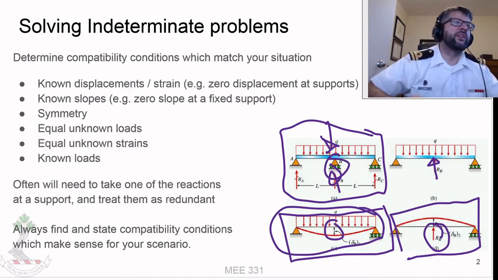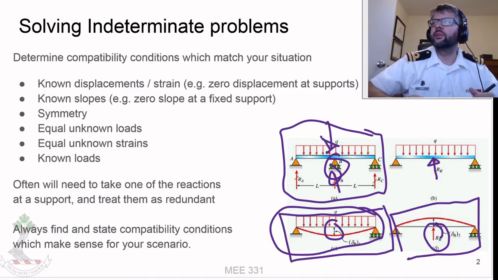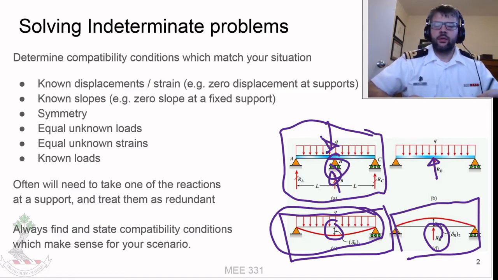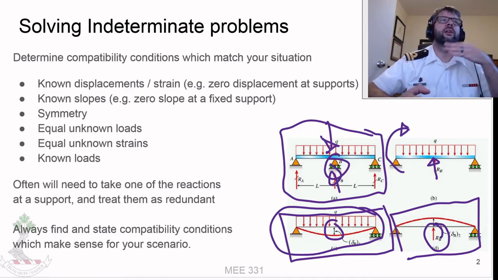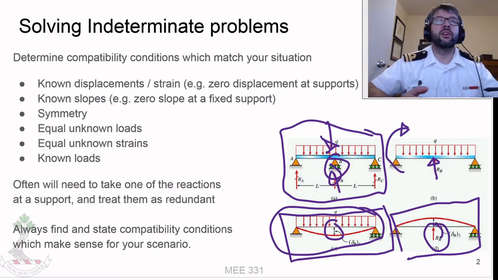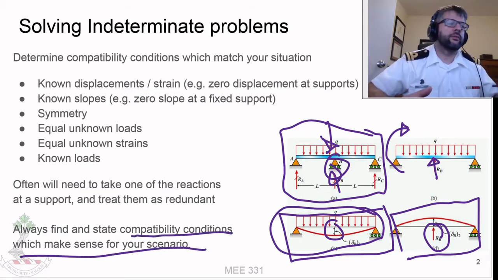You could add other loads here as well, other loads corresponding to other known scenarios. Like, I don't know, say you could add a moment here that's bending the beam down a bit, and that would cause an additional bit of displacement in the middle, and that would act to increase the amount of the reaction force needed in order to maintain our zero displacement compatibility condition in the middle. So you always need to find and state compatibility conditions which make sense for your scenario.